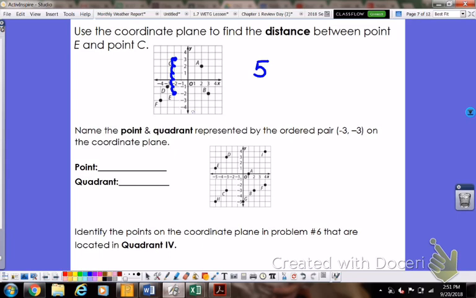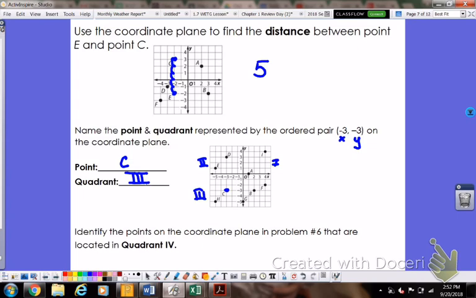Name the point and quadrant represented by the ordered pair (-3, -3) on the coordinate plane. This is our x direction, this is our y direction. We always start at the origin. Negative x is going to be left, so 1, 2, 3. Then negative y is going to be down. We count 1, 2, 3, and we find that it's at point C. So point C. And what quadrant? It's in quadrant 3, using our Roman numerals.